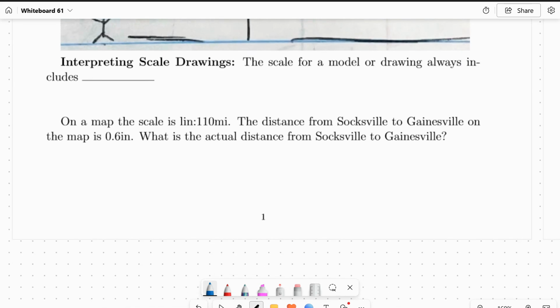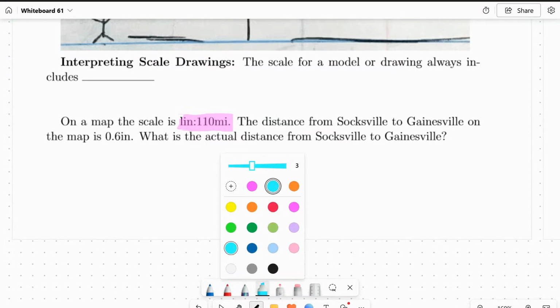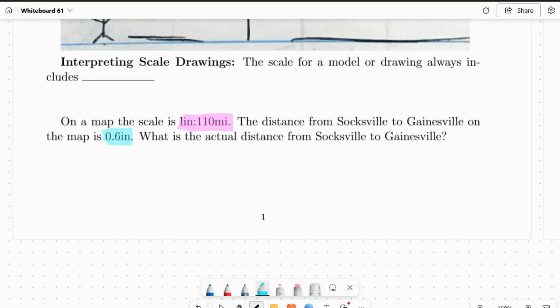So now we have an example that is not visual. For this example, we have a map that has a scale with this rate: 1 inch is 110 miles. The distance from Socksville to Gainesville on the map is 0.6 inches. What is the actual distance from Socksville to Gainesville?